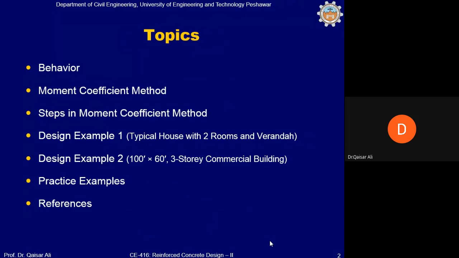These are the topics which will be addressed in this lecture. Behavior, moment coefficient method for two-way slab system, steps in moment coefficient method, design example 1, which is basically design of a typical house with 2 rooms and a veranda, and then design example of a 3-story commercial building having the total covered area of 100 by 60 feet. Practice examples and references.